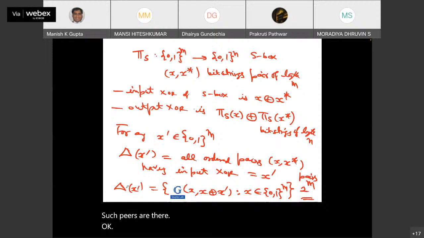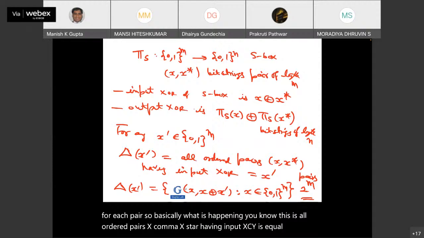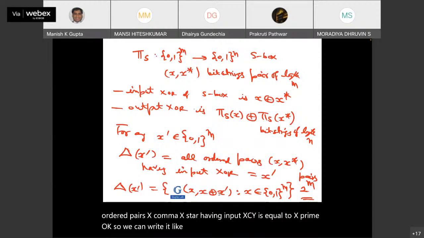So for each pair, basically what is happening, this is all ordered pairs x comma x star having input x plus x star equal to x prime. So we can write it like this, x comma x plus x prime.